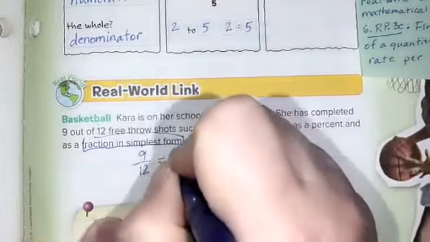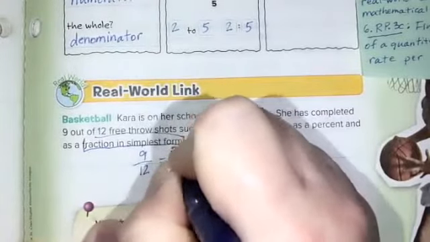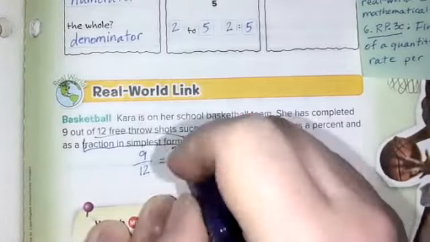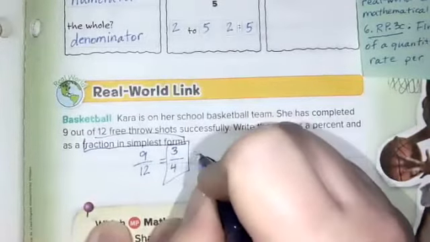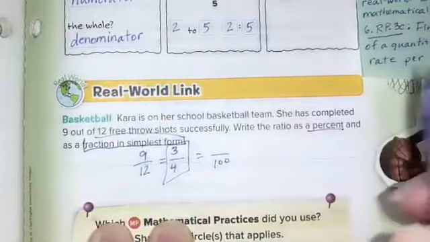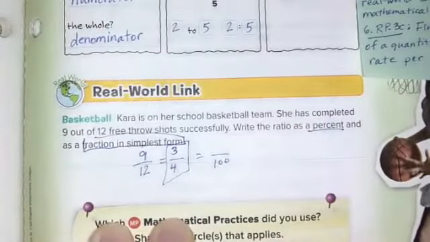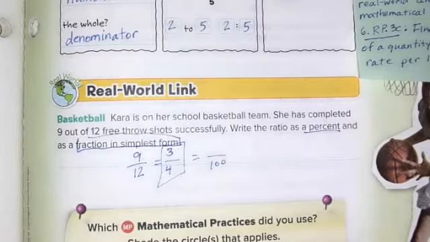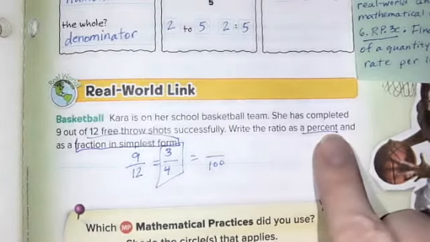So 9 divided by 3 is 3. 12 divided by 3 is 4. So I get 3/4. Well, that's my simplified fraction. And it's also going to help me to write it as a percent. So percent means per 100, right? Remember, 100 cents in a dollar, 100 years in a century, 100 centimeters in a meter. So percent means per 100.